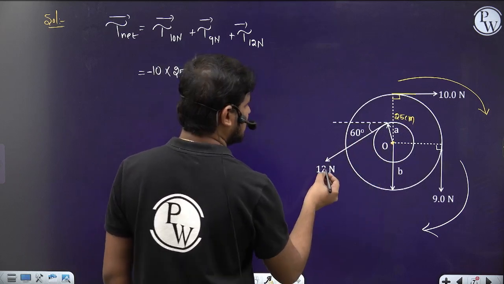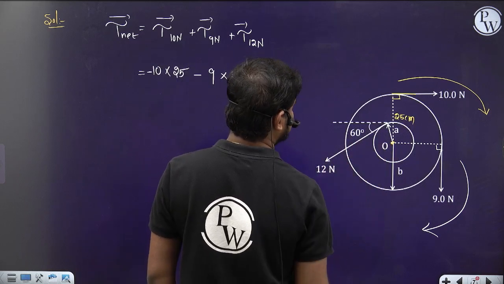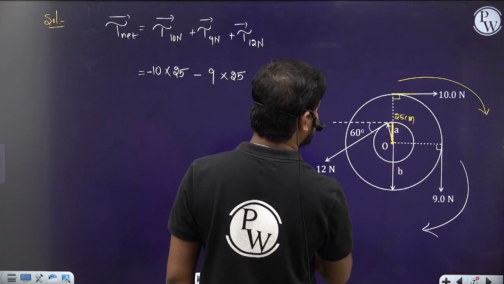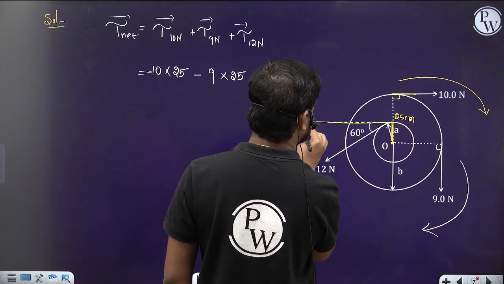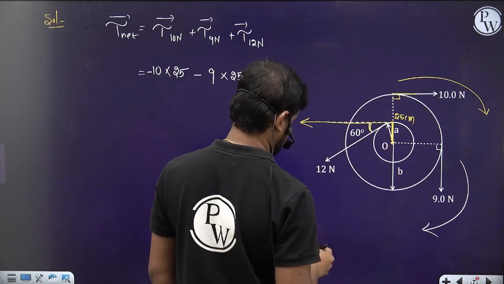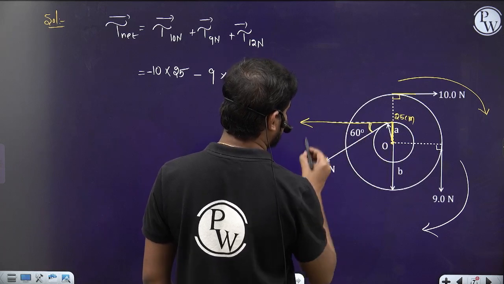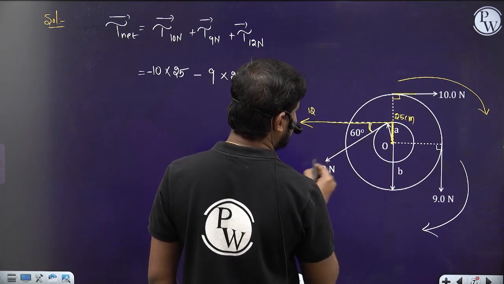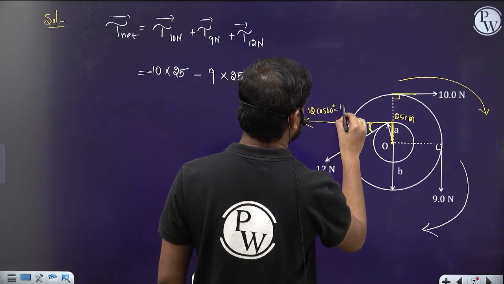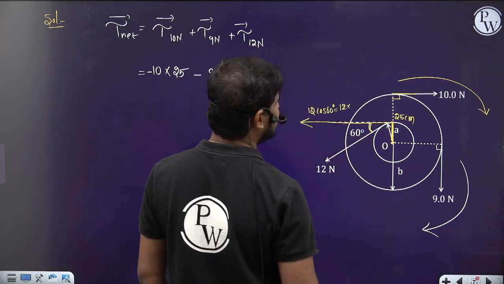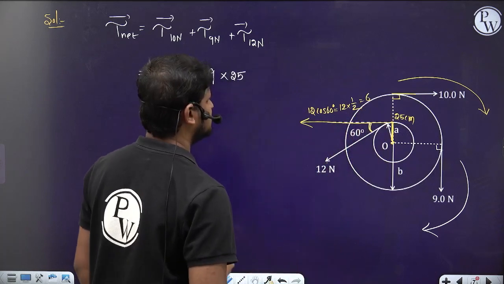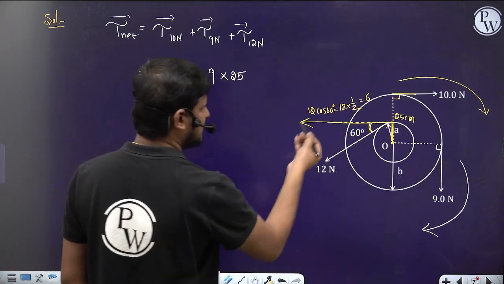And what about this force? This is 12 newtons. But this is the perpendicular distance, and I need the perpendicular force. What will be the perpendicular force? This will be the perpendicular force. If this angle is 60 degrees and the force is 12, this is going to be 12 cos 60 degrees. So 12 into cos 60 degrees is 1 by 2, which is 6 newtons, the perpendicular force.